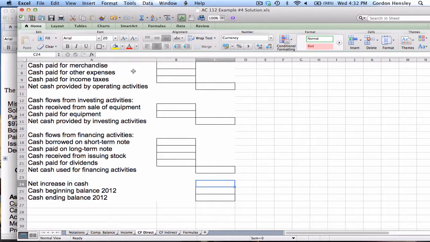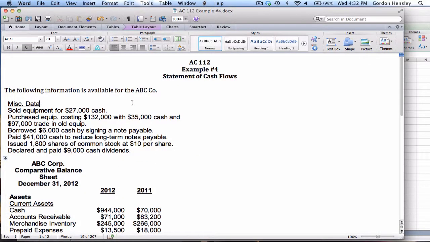We typically do the very bottom section first, and this is the section that deals with cash. Now what I see here, I see net increase in cash, cash beginning balance 2012, cash ending balance 2012. So what I want to know is how much cash did they have at the end of the year, how much did they have at the beginning, and what is the difference? Because the difference, that will be the net increase in cash. So I'm going to go back and look at the information they provided.